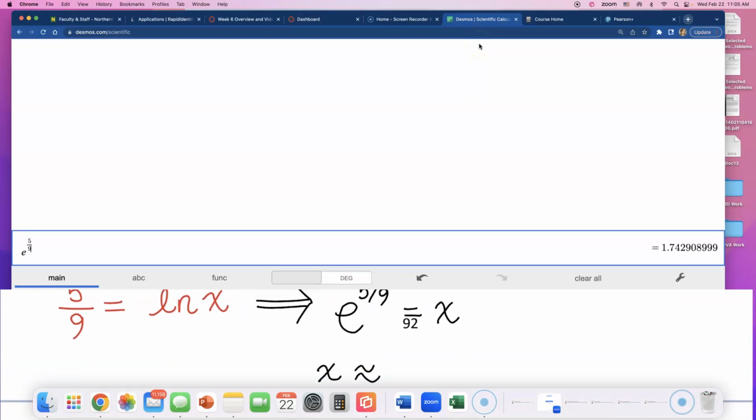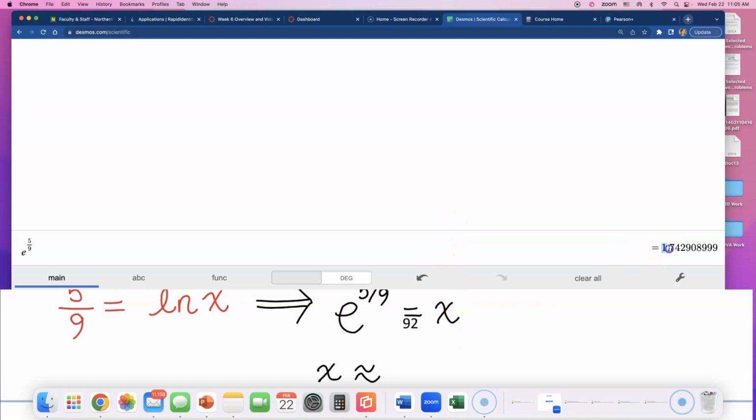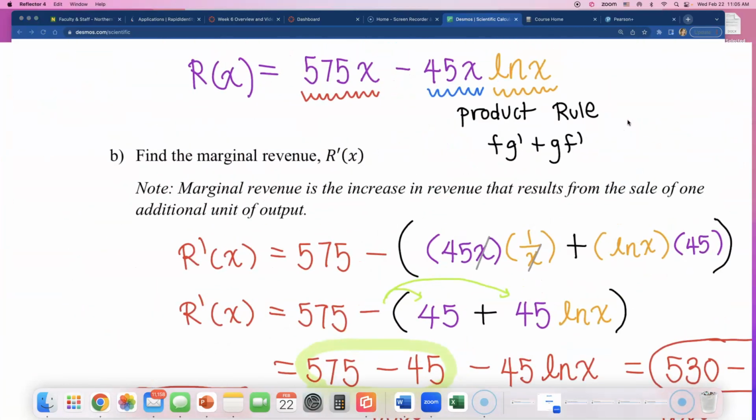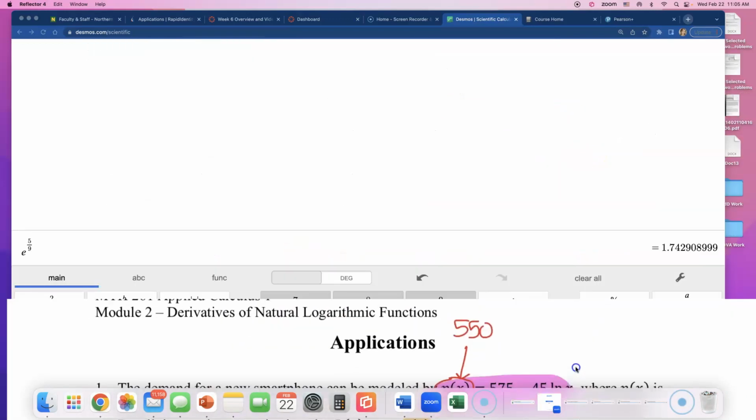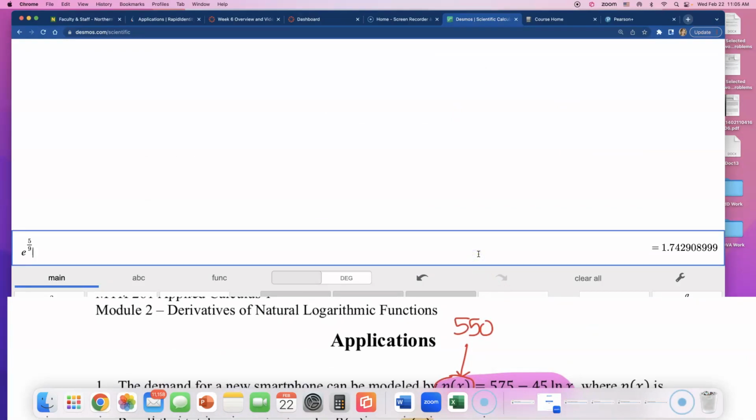So what is e raised to the 5/9 power? And remember, guys, x is the number of phones, right? But we're not talking about 1.74 phones, right? We're actually talking about thousands of phones. I believe that's what they say. See, x is the number of phones sold in thousands. So what I'm going to do is multiply 1,000 to this, and say that we're talking about 1,743 phones. That's almost a whole phone there, right?